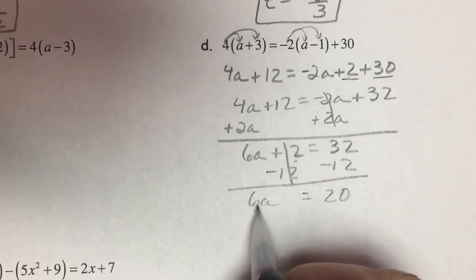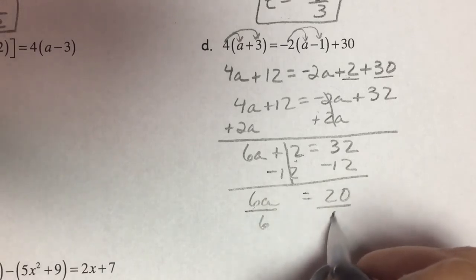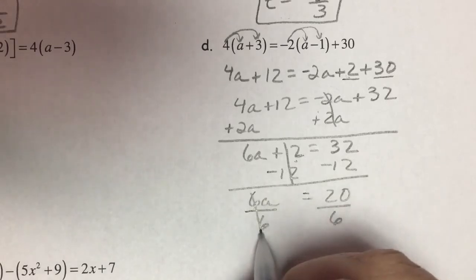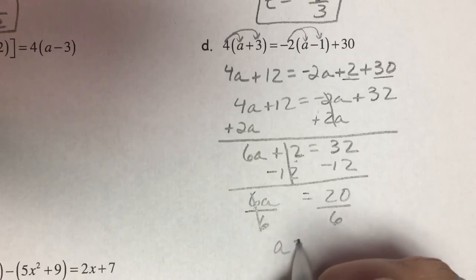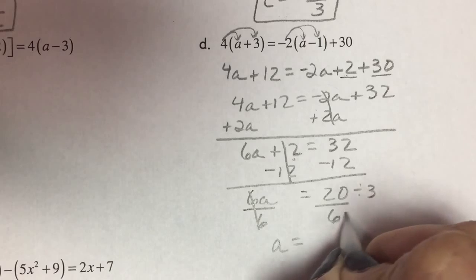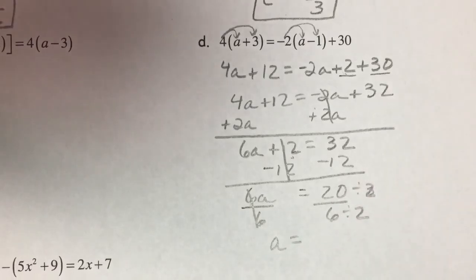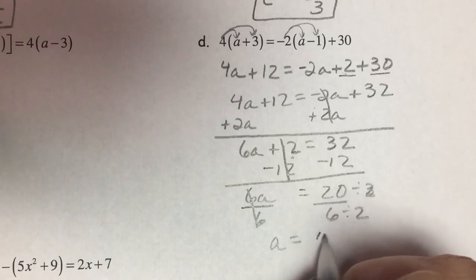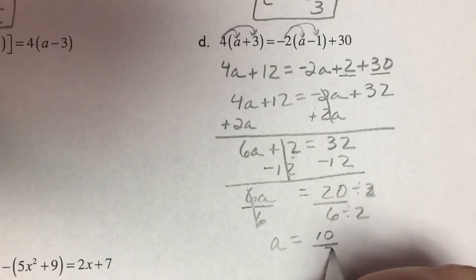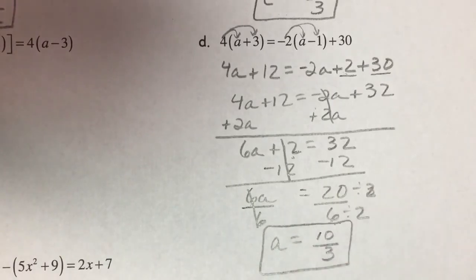Now, since the 6 and the a are being multiplied, I get rid of the 6 by dividing by 6. Those will cancel. A is going to be equal to, now this does reduce. I can divide both top and bottom by, not by 3, by 2. So 20 divided by 2 is 10, and 6 divided by 2 is 3. And we are done.